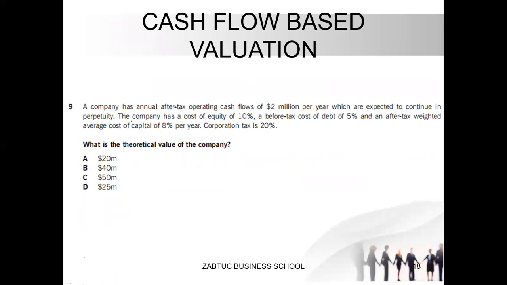Let's come to this one. A company has annual after-tax operating cash flows of 2 million per year, which are expected to continue in perpetuity, forever. The company has a cost of equity of 10%, cost of debt 5%, and WACC of 8%. And the corporation tax is 20%. This question is very unfair. It's got a lot of irrelevant things. What is the theoretical value of the company?